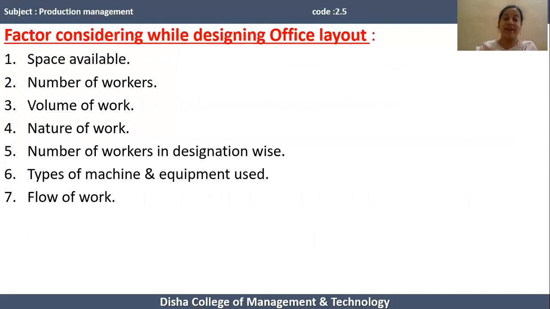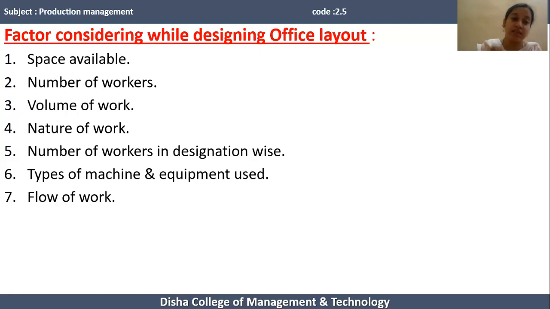Next, I will discuss factors to consider while designing the office layout. Means which factors the manager or the superintendent of the office should consider while designing the layout. First, he has to consider the space available. First, he has to identify how much space the office has. Accordingly, he has to arrange different things so that he can use every space of a particular floor in the most effective manner.